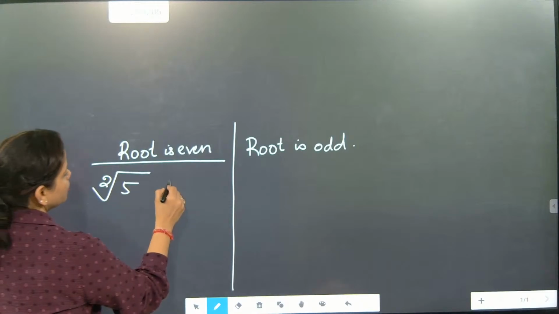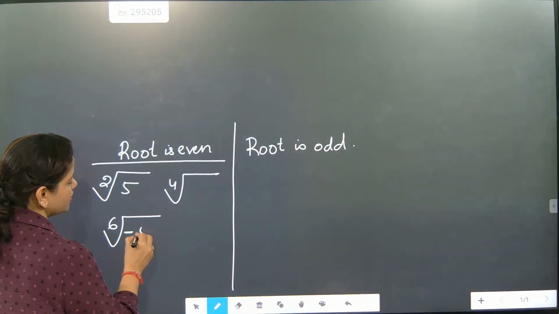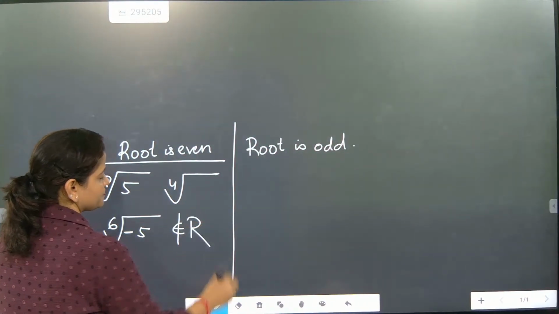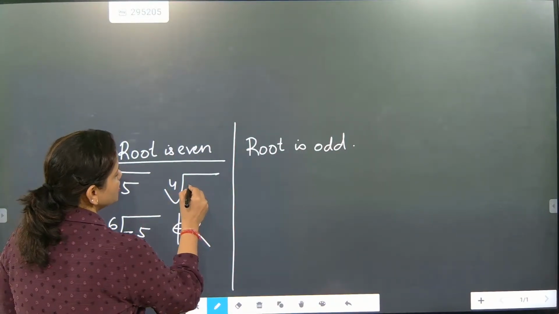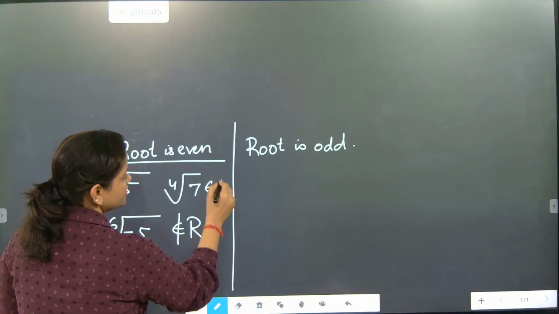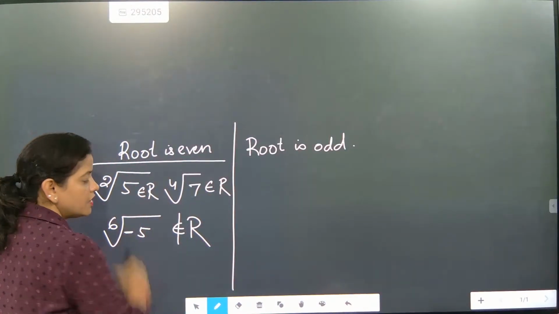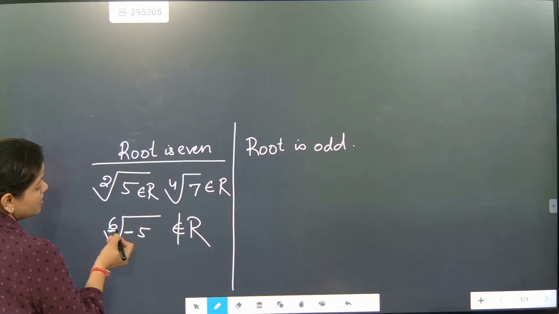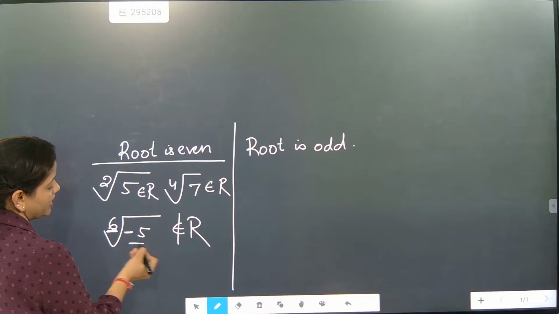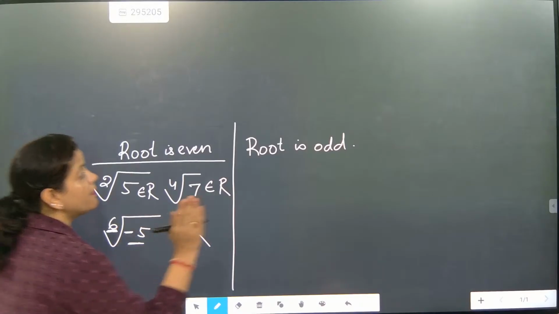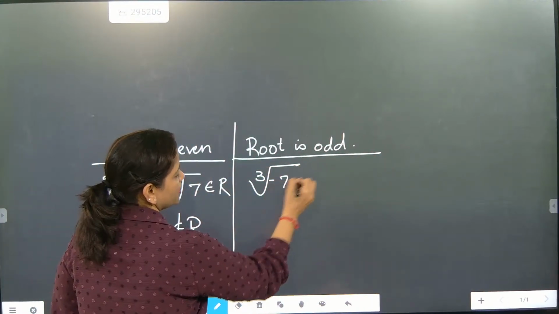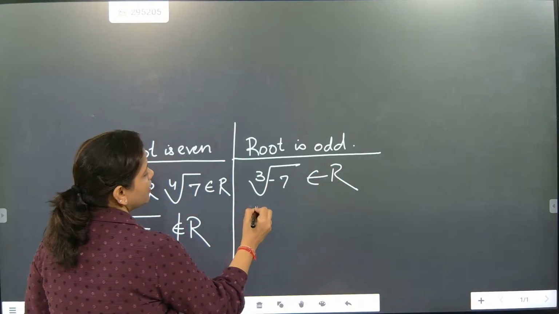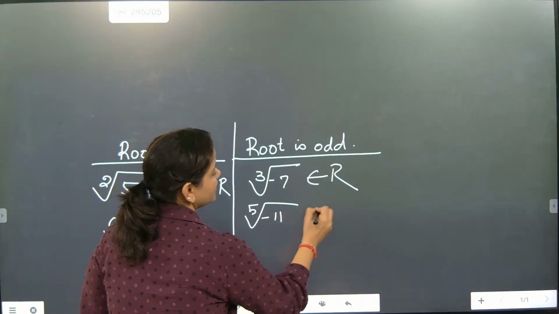So when the root is even, like square root, fourth root, sixth root, if you are putting a negative under it, it is not a real number. It never belongs to real numbers. Like 7 is a real number. Root under 5 is also a real number. But the moment an even root is there and a minus is inside, it will never be real. But when the root is odd, like the cube root of -7, it is a real number. Fifth root of -11 is also a real number.